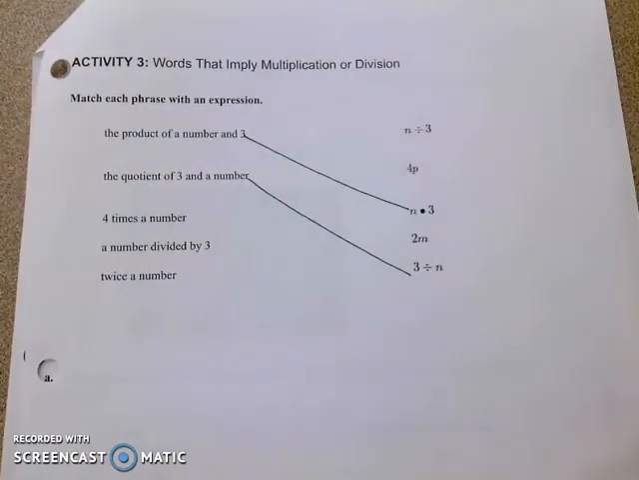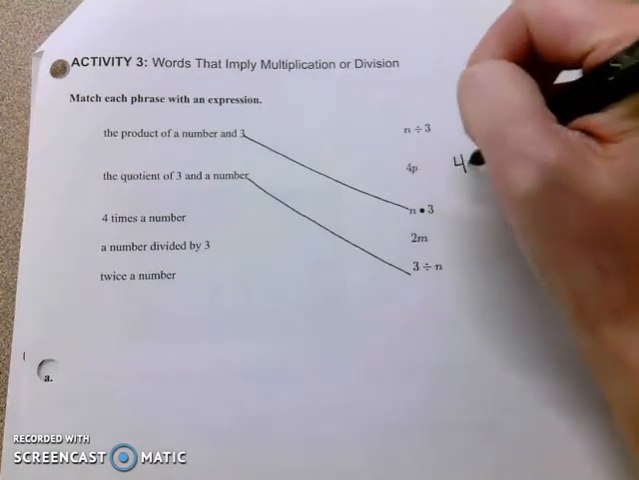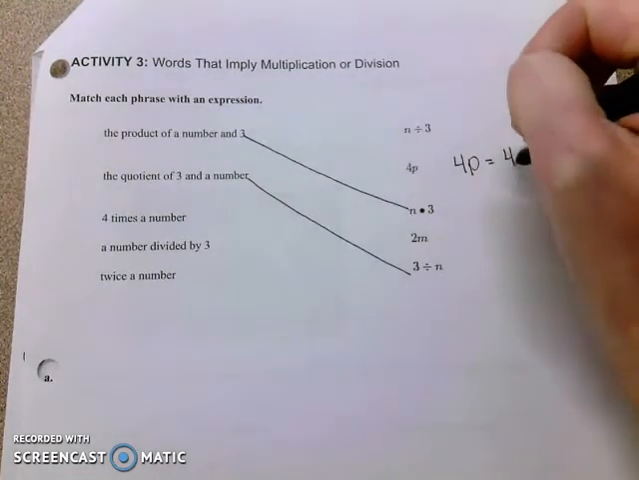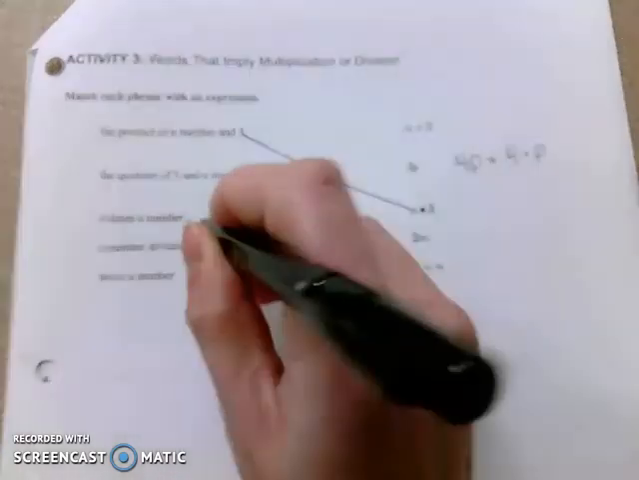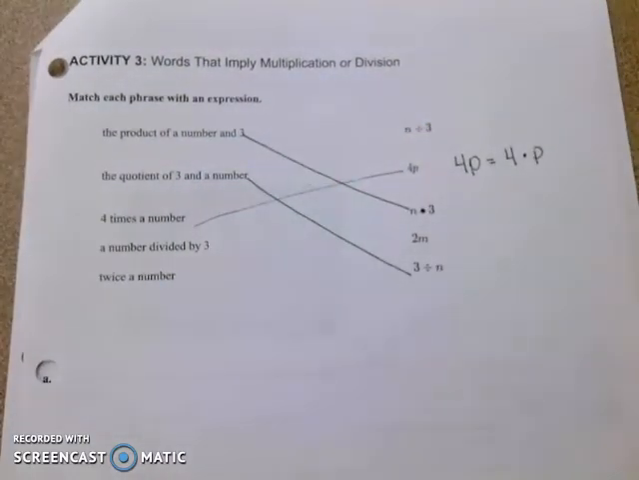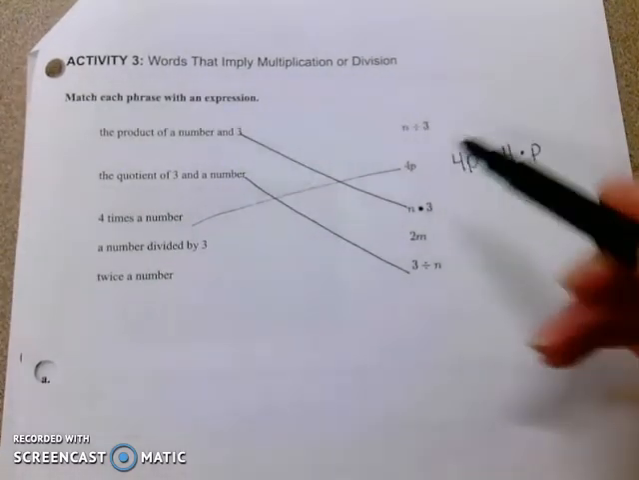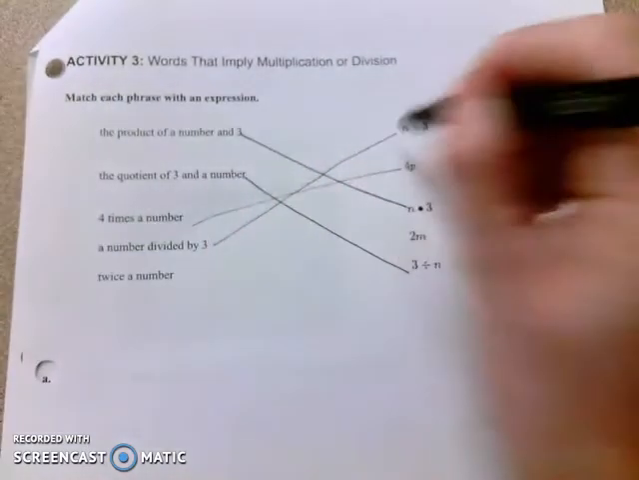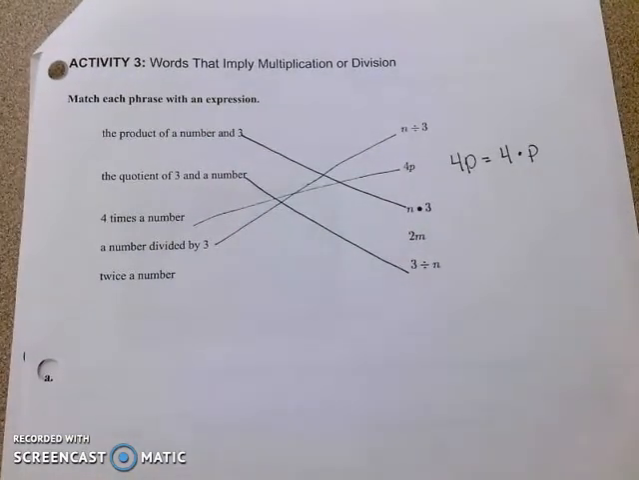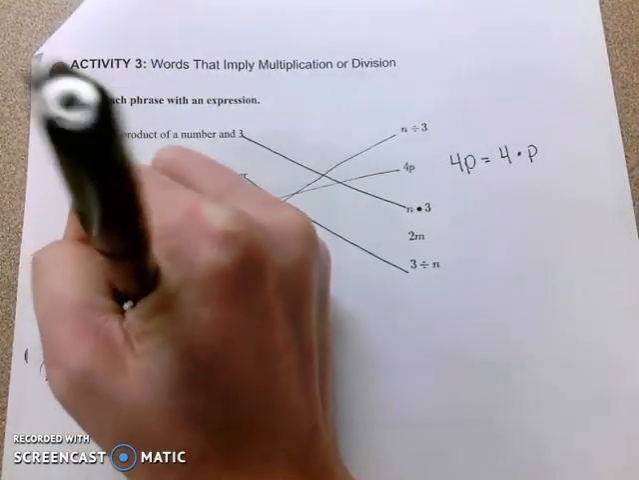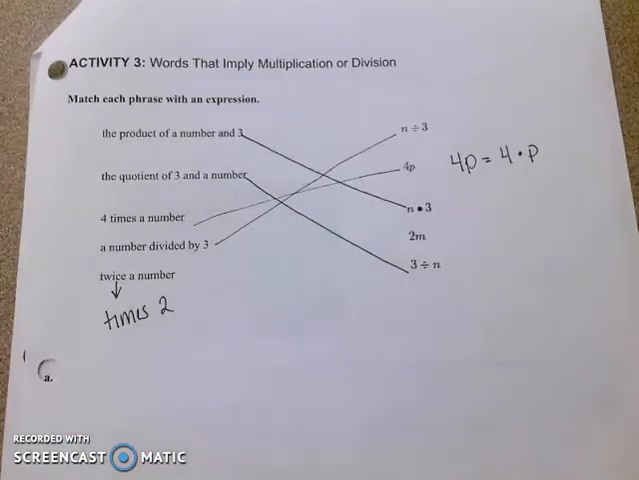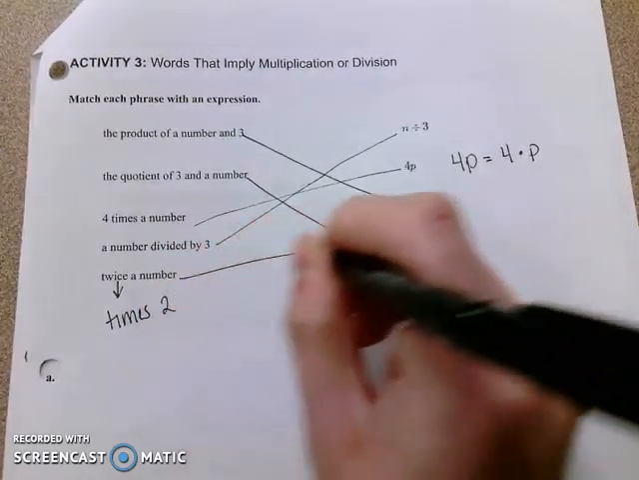4 times a number. Remember, when you have a number next to a variable, like this one up here, 4p, that means 4 times that number. So 4 times a number would be that 4p. And then a number divided by 3, so I'm going to take a number, divide by 3, that would be up here. And then the last one, twice a number. If we're taking twice, that means we're going times 2, or multiplying it by 2, so that would be 2m.